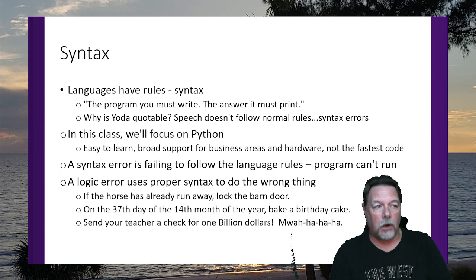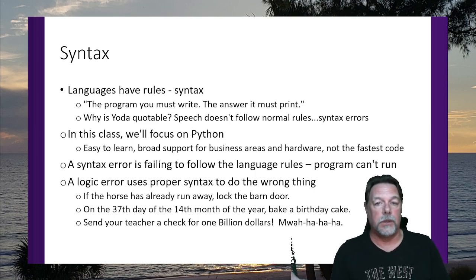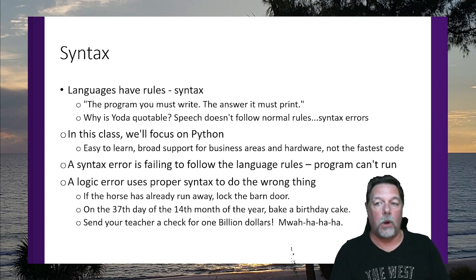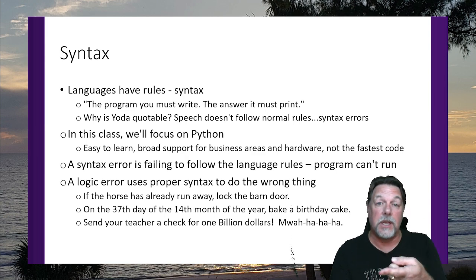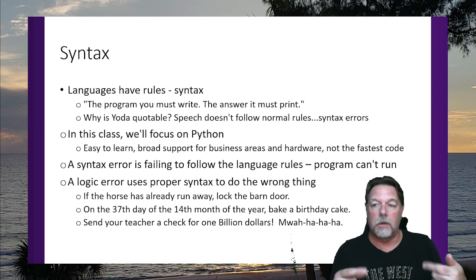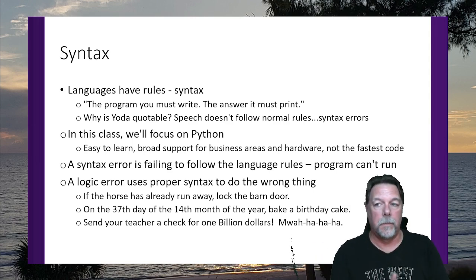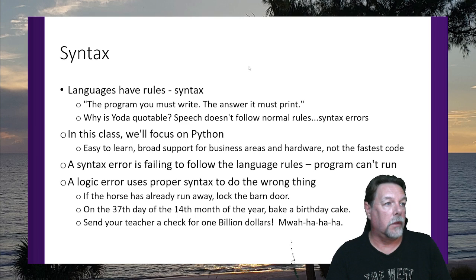Contrasting that with a logic error, it follows the rules of the language perfectly. It just does not produce the correct results. So the example I have there: if the horse has already run away, lock the barn door. Well, we would say, yeah, I understand exactly what that sentence says, but you got something wrong there, dude. You should lock the barn door before the horse tries to run away. So we would correct the logic of that in order to produce the correct outcome. And you can see the other examples there.